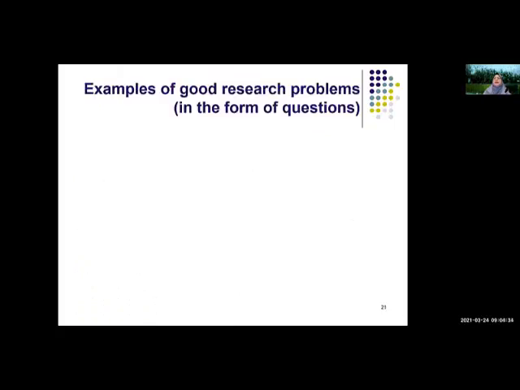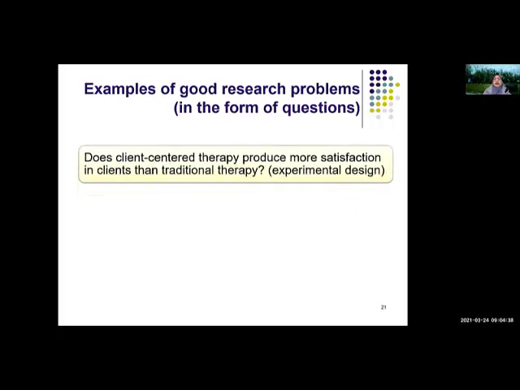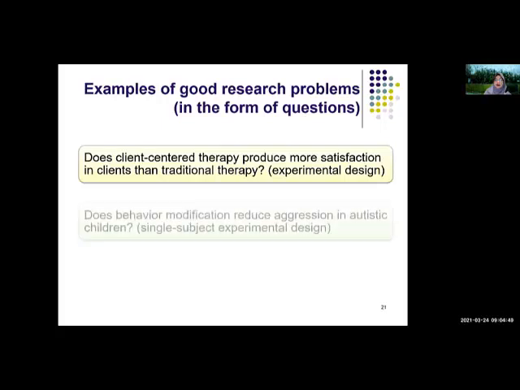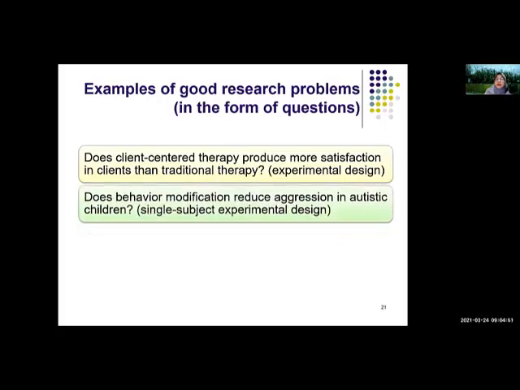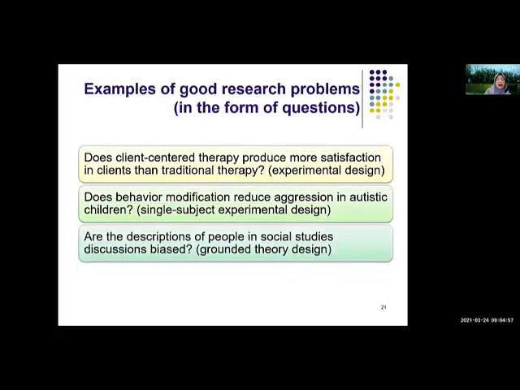So these are examples of good research problems in the form of questions. Does client-centered therapy produce more satisfaction in clients than traditional therapy? This is an experimental design. Does behavior modification reduce aggression in autistic children? Are the descriptions of people in social studies discussion biased?